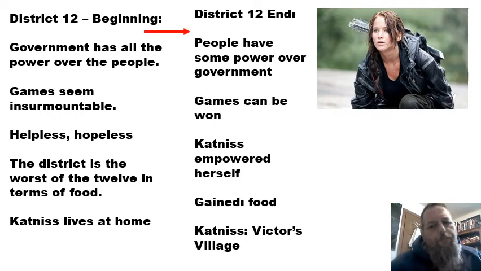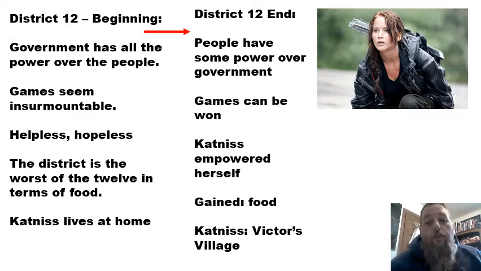But by the end, in the same setting, when she gets back home, the people have some power over the government. And this was accomplished when Katniss and Peeta decide to eat the poison berries and kill themselves. In which case, had they done that, then the games would have been defeated because they wouldn't have had their one victor, and the games would have been turned on their heads. So by Katniss and Peeta threatening this end to the games, the government had to acquiesce a little bit. So Katniss learned that the games can be won, that the Capitol does have some weakness. Katniss went from being hopeless and helpless to having empowered herself. They did gain something.